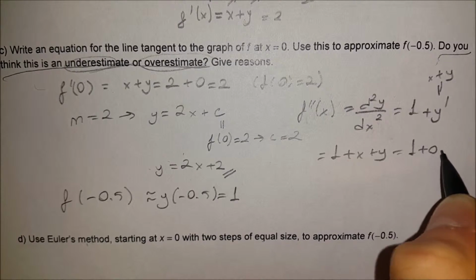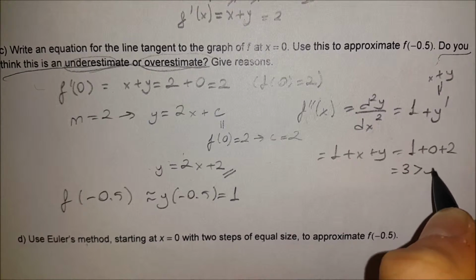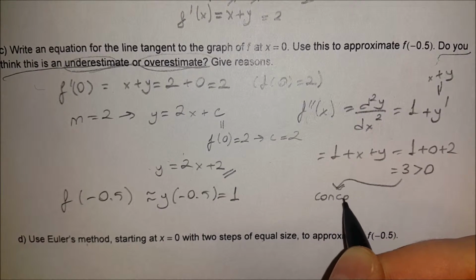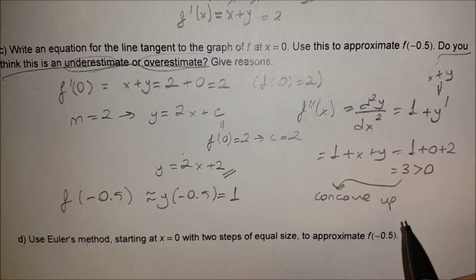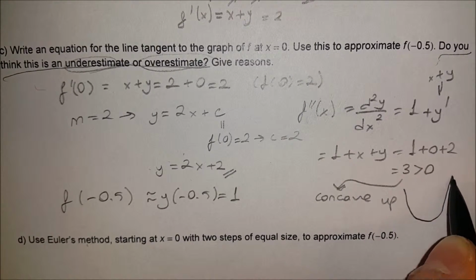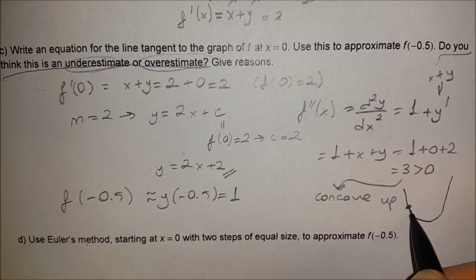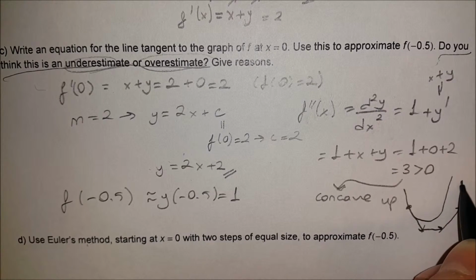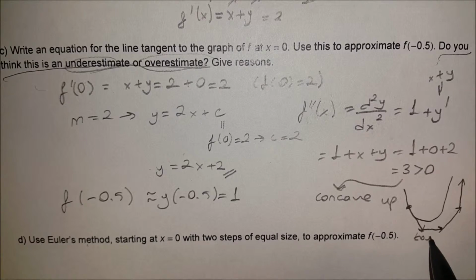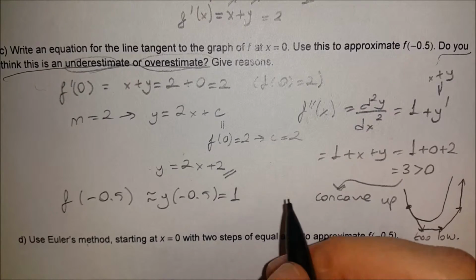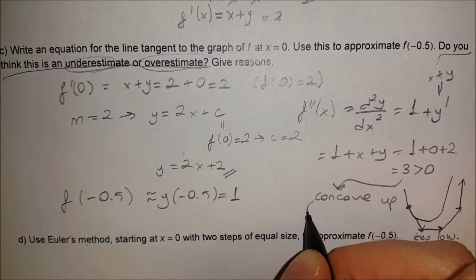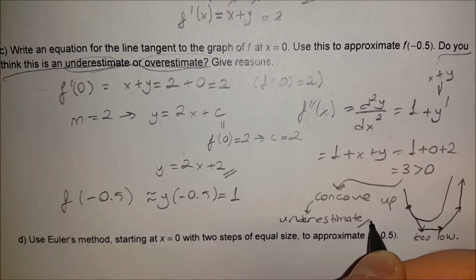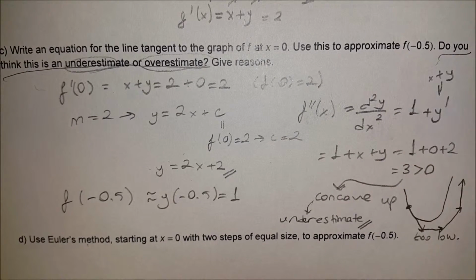So now if we put our initial condition in there, we get the second derivative to be 3, which is greater than 0. Then it means that our graph is concave up. So let's just sketch how a concave up curve looks. In this case, if we take a tangent line to a point on the graph, the slope will always be smaller than the actual slope. So it will always go too low, which means that we are underestimating the actual answer. Because the slope will never catch up with the actual slope, and it will always be too low when it's concave up.